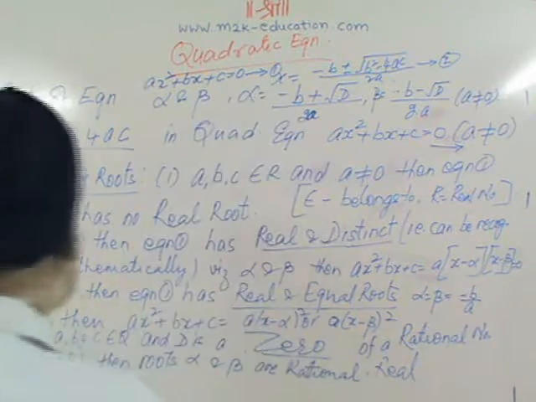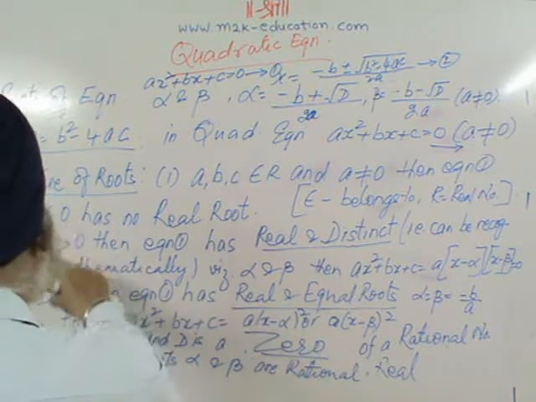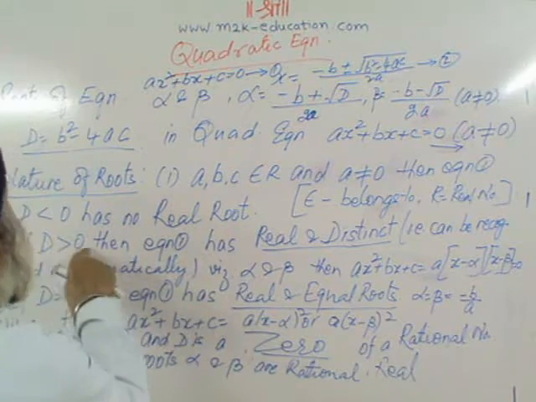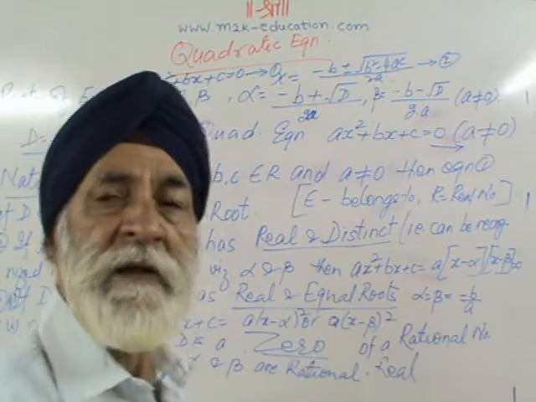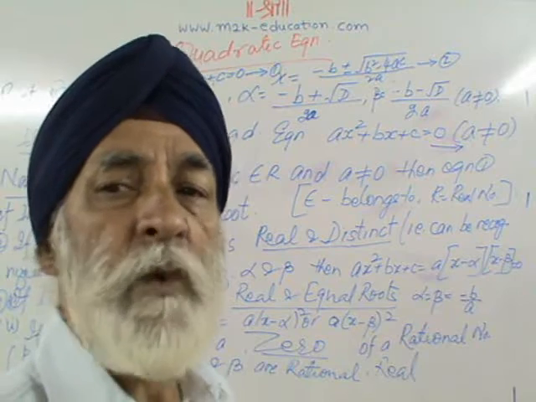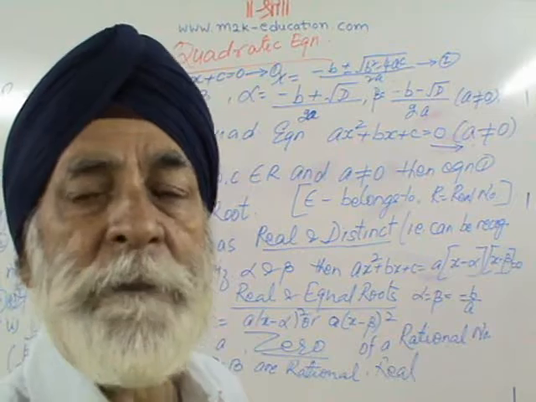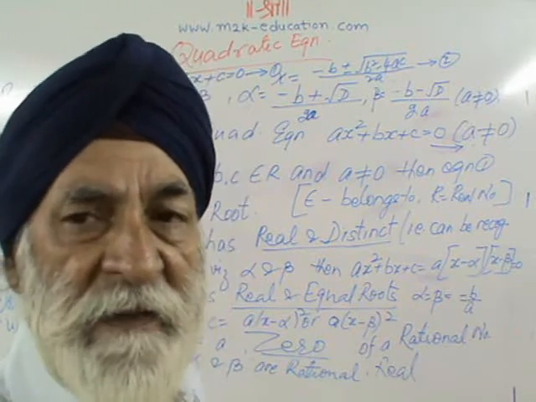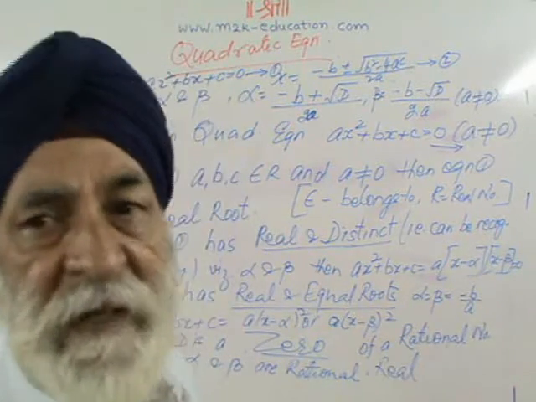And if d is not equal to 0, then d could be less than 0 or d could be more than 0. If d is less than 0, then the roots will be unreal, with a part of imaginary number. And if d is more than 0, then it is a real number, but it will not be rational. That is called irrational. Roots are irrational. Now you will naturally ask me, what is irrational?